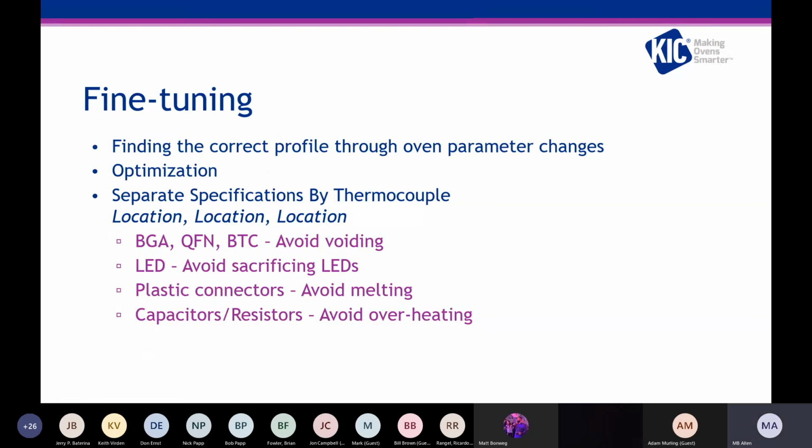We talk about fine tuning, and obviously when you're going through all of the experimentation, you're making changes, and the changes are typically to the two oven parameters that you have the most control over, which is your zone set points and your belt speed. And when you're making those changes, again, trial and error takes some time. So one of the things that we recommend is that you use software that's available for optimization.